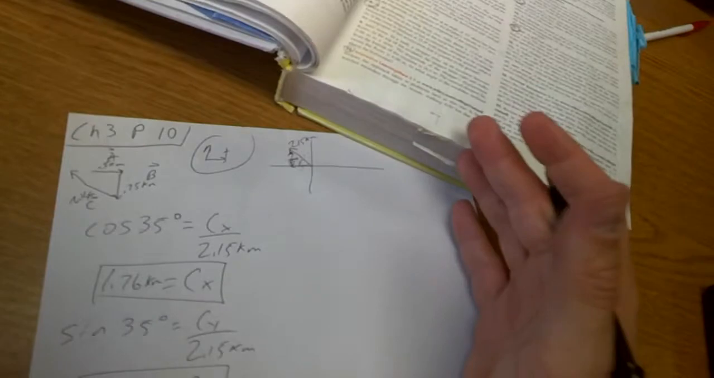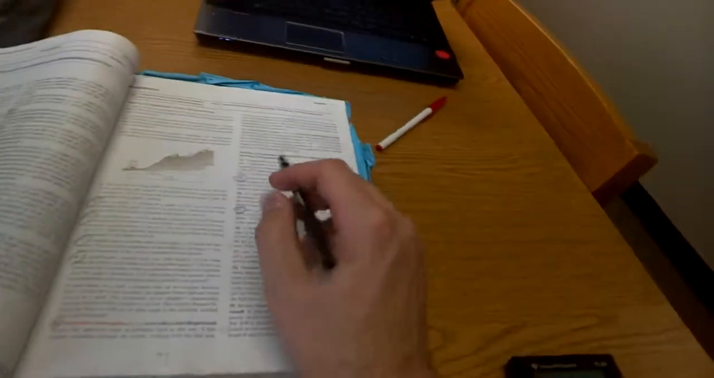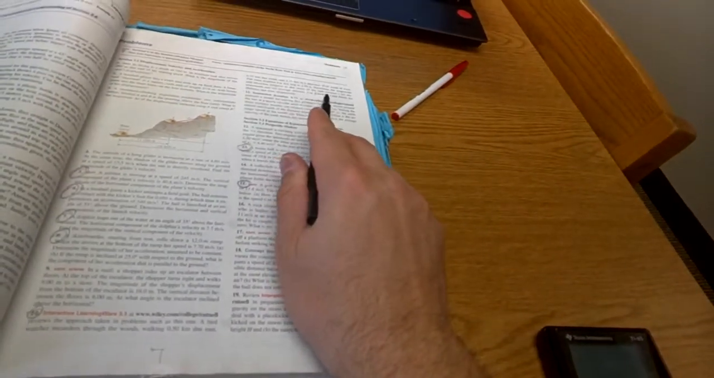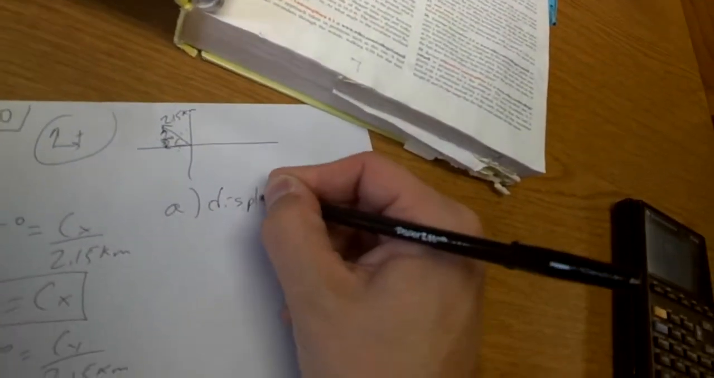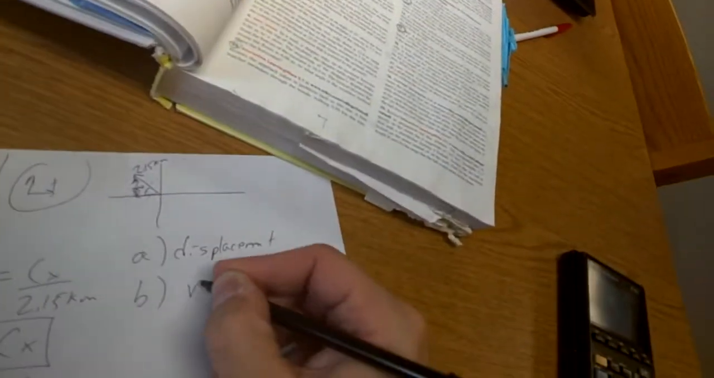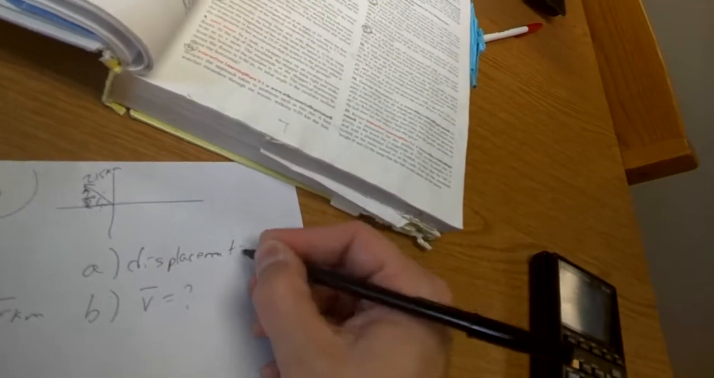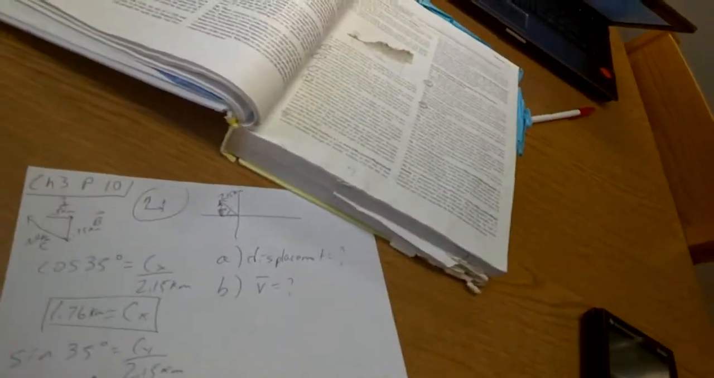Now, what the question asked for, this was just all the setup. You always break things into components and draw a picture. The question actually asked for part A, determine the magnitude and direction relative to due west of the bird watcher's displacement. And part B was average velocity. So we're looking for our displacement and our average velocity. Those are the two things we're trying to find, and both of those are vectors. Well, one's an average, but they're still both vectors.